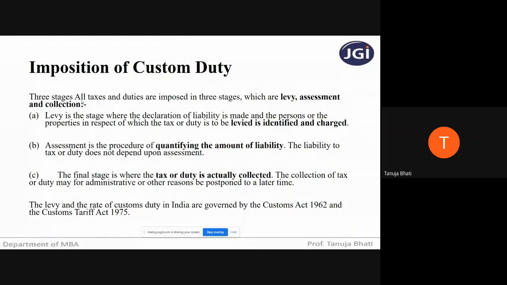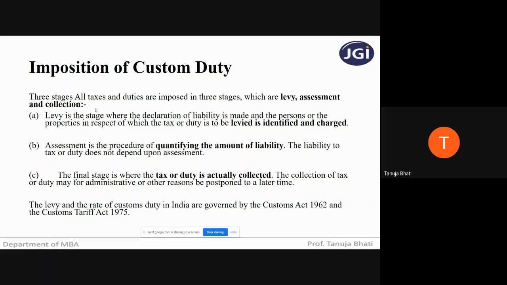There are three stages where all the duties and taxes are imposed under customs duty: first the levy happens, then there is assessment, and then there is collection. So remember, students, that all the taxes and duties under customs are levied in three stages. The first is the levy stage, then the assessment stage, and then the collection stage.